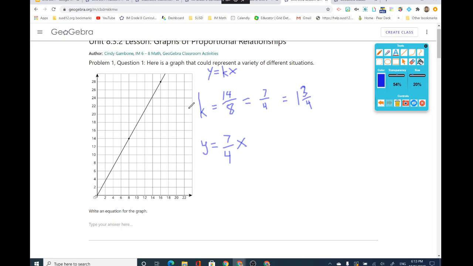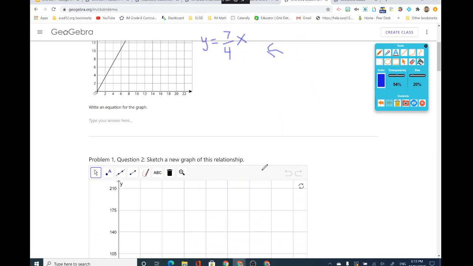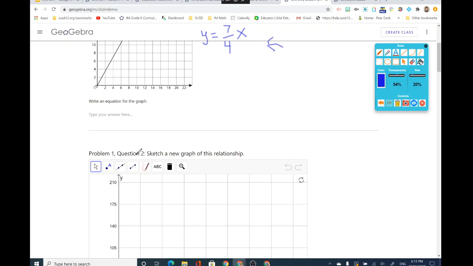Problem 1 asked us to find the equation for this line, and in order to do that, we had to solve for the slope of the line. And then we wrote the equation as y equals 7/4 x. Now, come down here, problem 1, question 2 continues off of this equation. It says, sketch a new graph of this relationship. I'm going to write that equation down here. We're using the same proportional relationship.